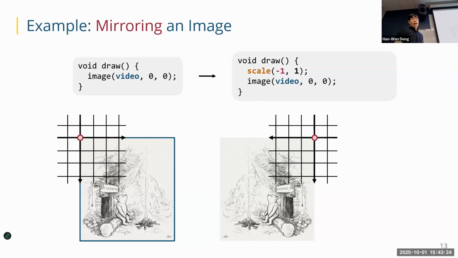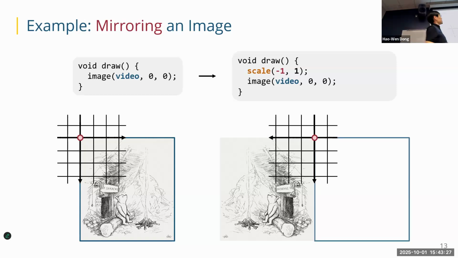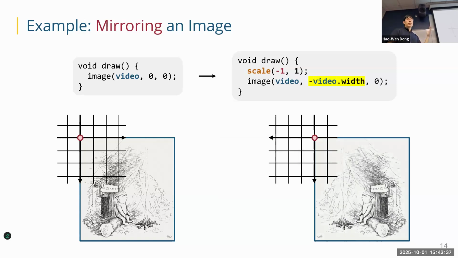And now, unfortunately, our canvas will be here. It's still at the original position. So you have to move the image back. So now you essentially want to draw the image at minus video width, 0. So that's some of the details, nuance on doing these. But technically, you can do a lot of things by using these matrix transformations.